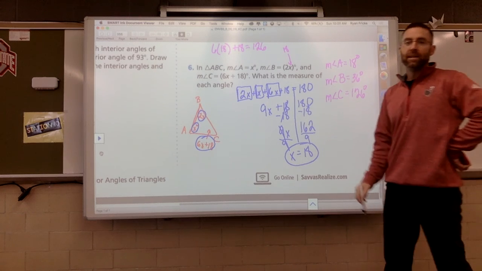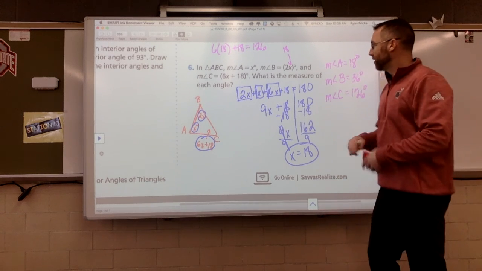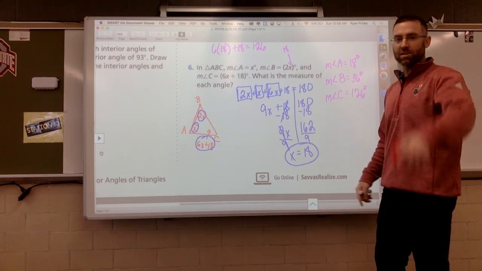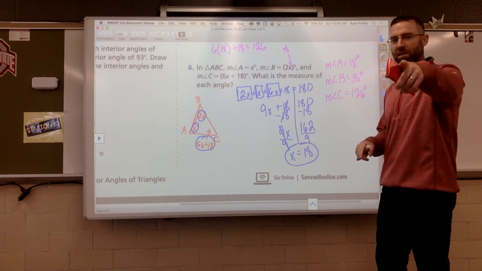126 degrees. Okay, there's the key concept. Catch you on the other side on the additional practice. Nice work out there.